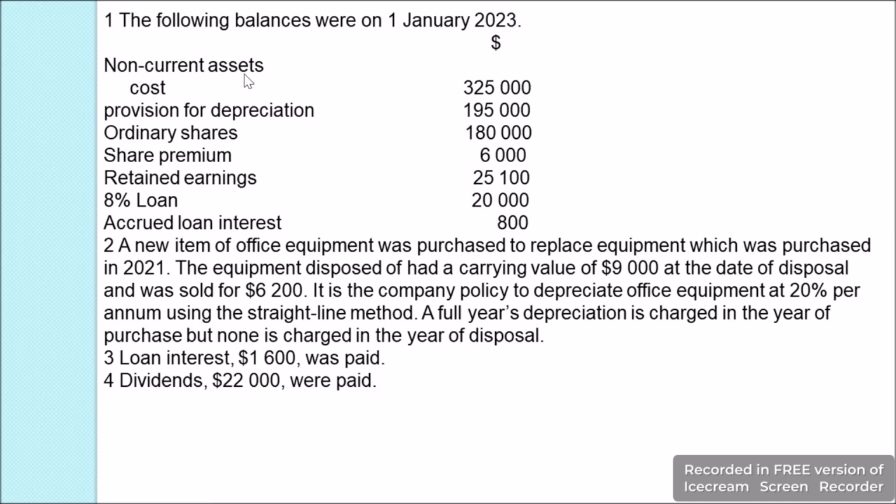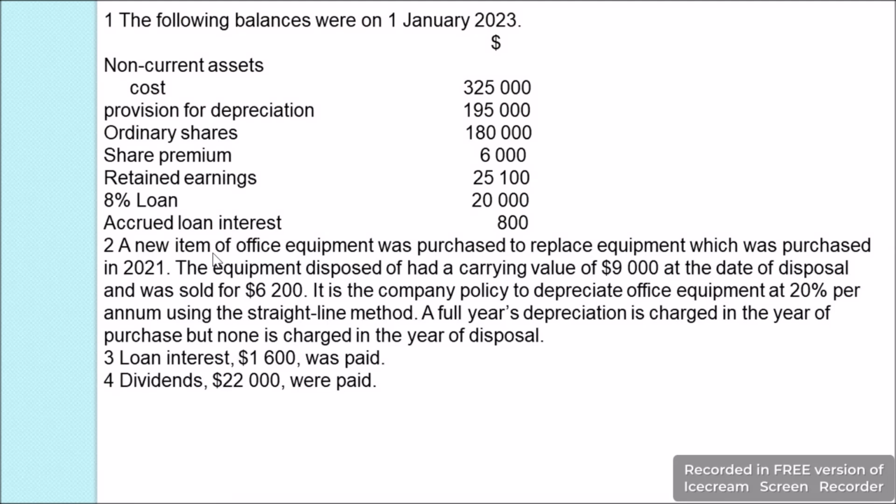The non-current asset at cost was $325,000. Provision for depreciation was $195,000. Ordinary shares were $180,000. Share premium was $6,000. Retained earnings was $25,100. 8% loan was $20,000. Accrued loan interest was $800.